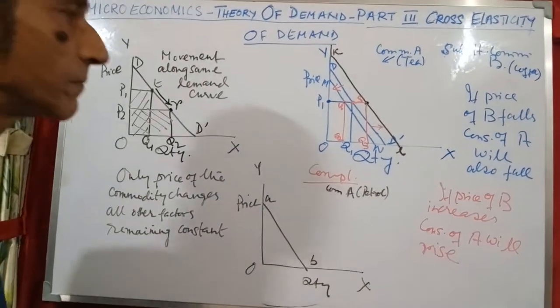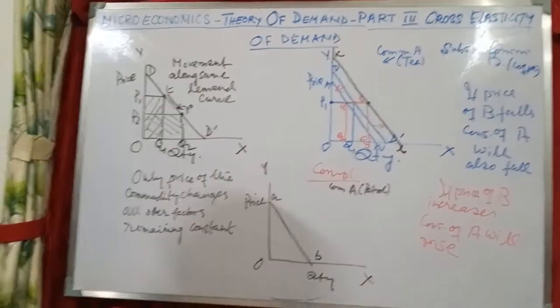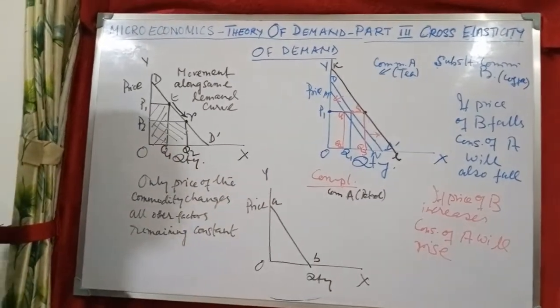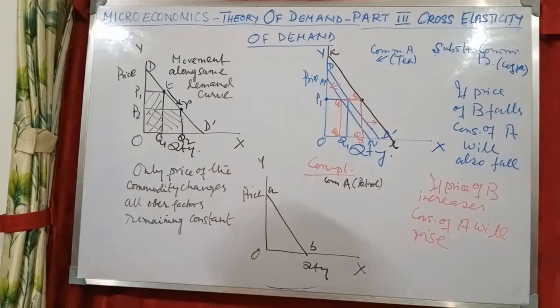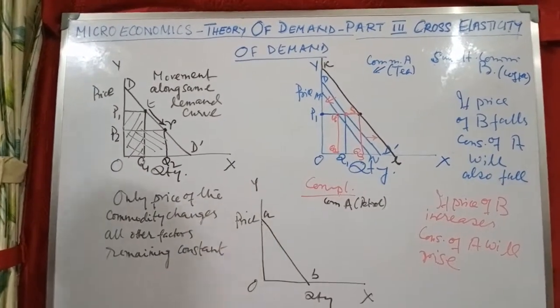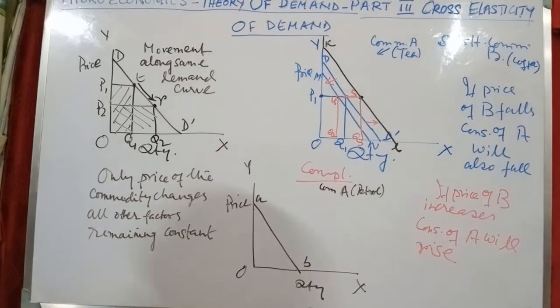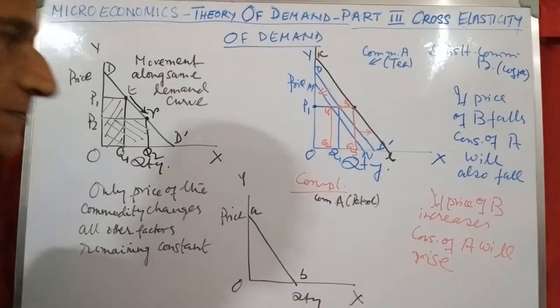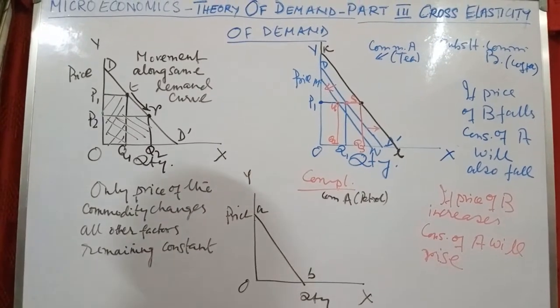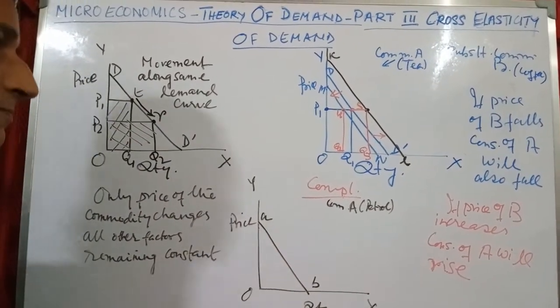Now if price of car increases, the people will reduce purchase of car. That means demand for car will fall if price of car increases, so demand for car will fall. As a result, demand for petrol will also fall.